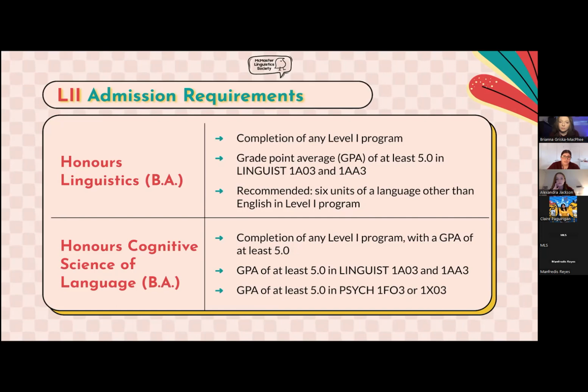And then for cognitive science of language, there's the requirement of completion of any level 1 program with a GPA of at least 5.0, and then a GPA of at least 5.0 in either Linguist 1A03 and 1AA3. So again, the 2 intro ling courses, and then again, a GPA of at least 5.0 in Psych 1F03 or 1X03. 1F03 is like the online version, and 1X03 is the mostly in-person version. They're the same course, you just have to take one of the two.